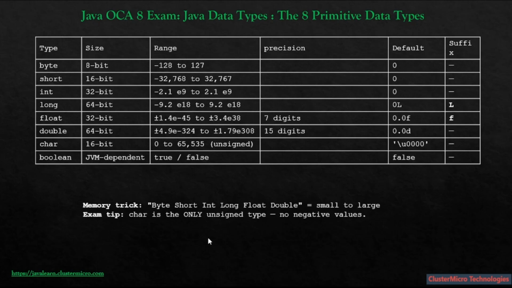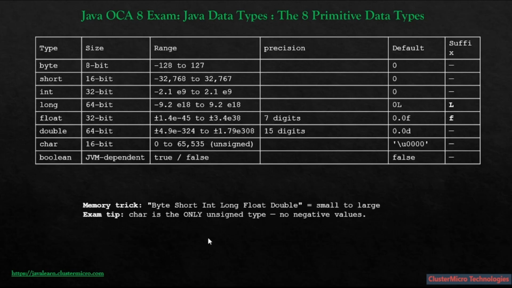Then you have char, 16 bits, which stores a single character using Unicode, and the range is 0 to 65,535. And there's something important here. The char is the only unsigned primitive data type in Java. It cannot hold negative values, that we have to remember. And finally, boolean holds only true or false. The JVM decides its actual size internally.